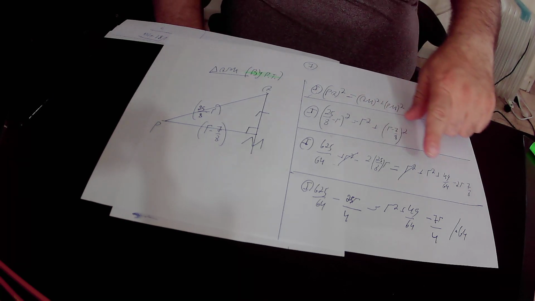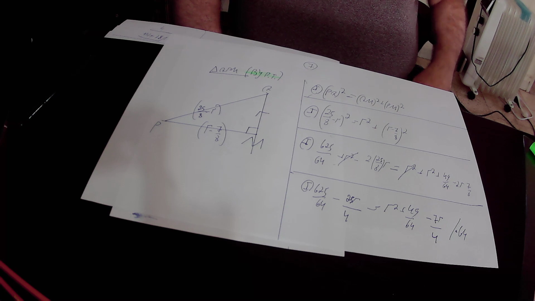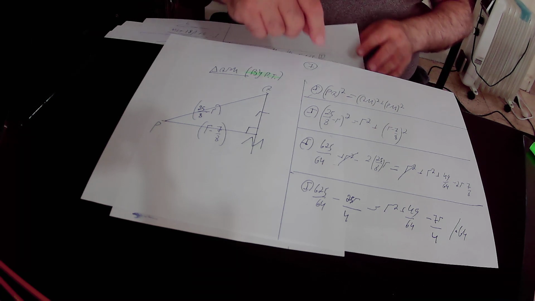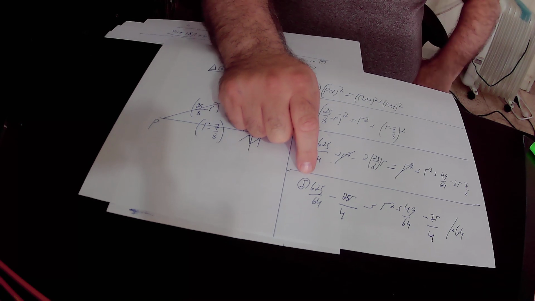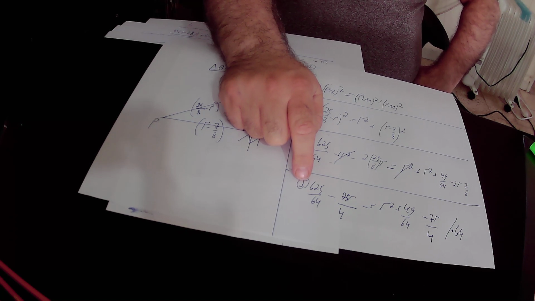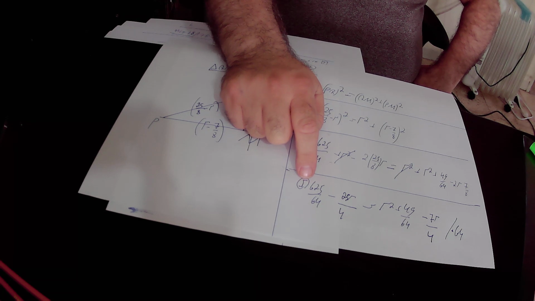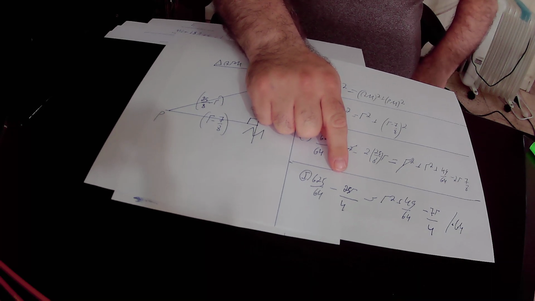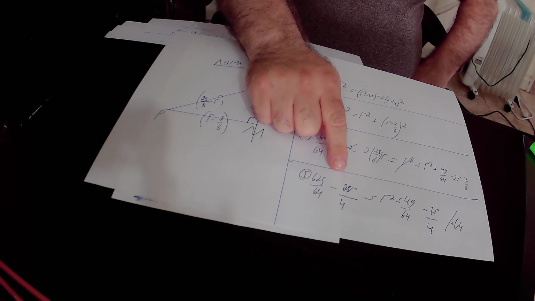We multiplied this equation number 1 by 64, and found out that here 625 times 64 over 64. 64 over 64 is 1, so we are left only with 625. Here we have minus 25r over 4 times 64.